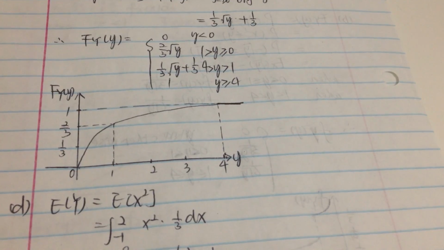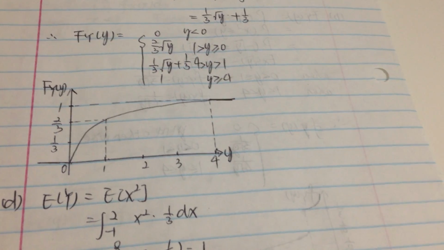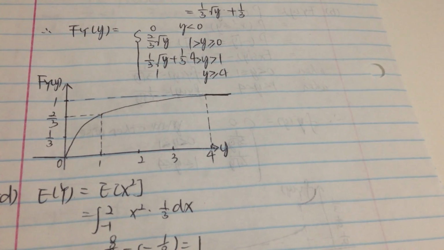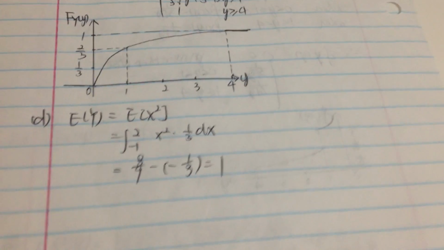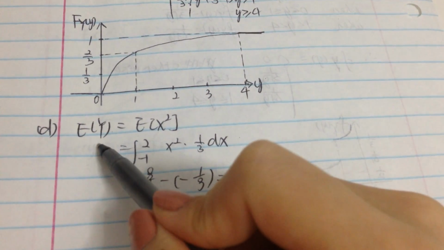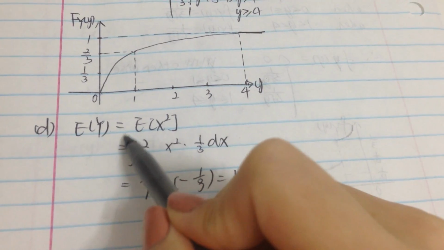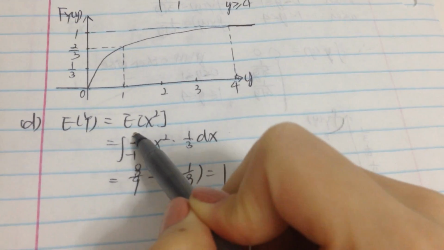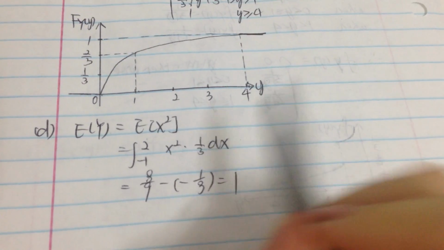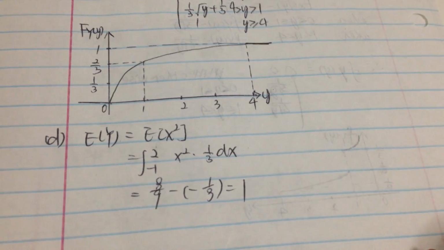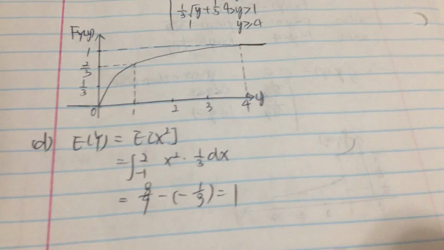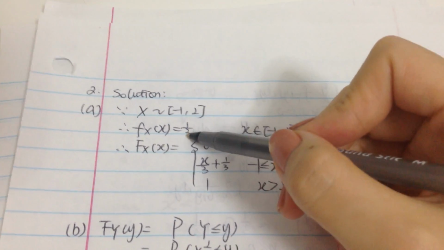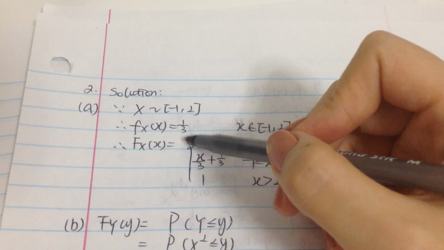In the last question, we need to find the expectation of y. Obviously the expectation of y equals the expectation of x squared. So we already know that the density function of x equals 1 by 3.